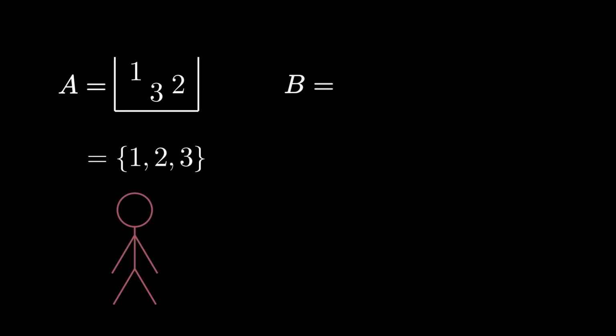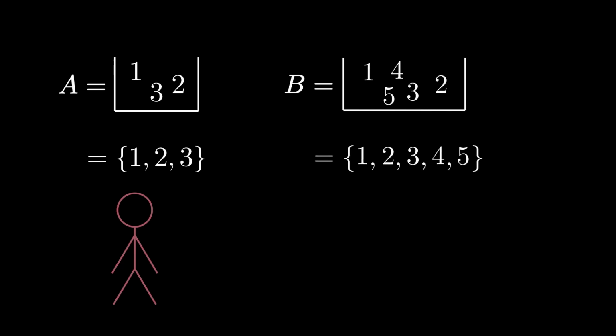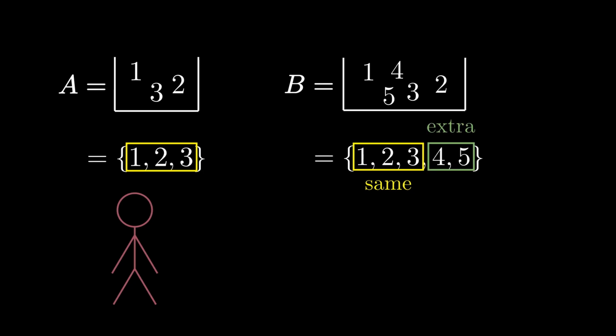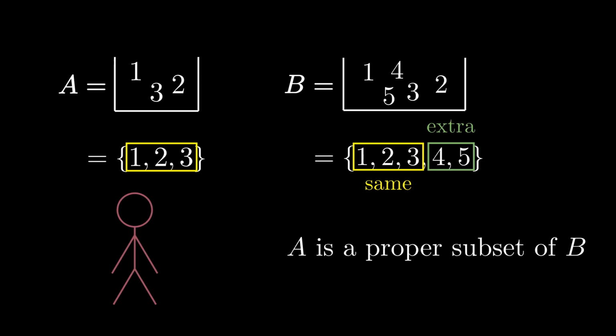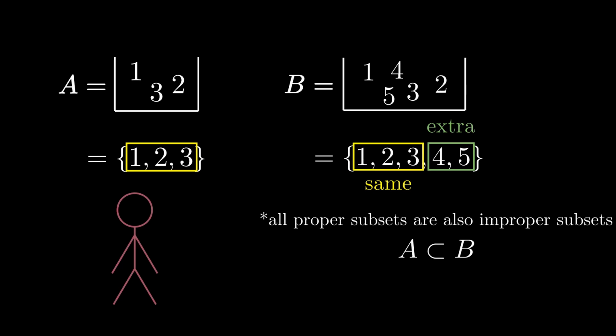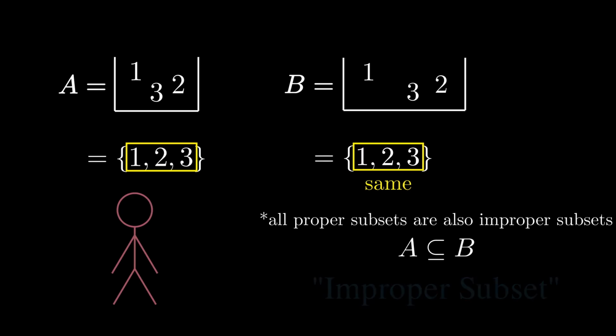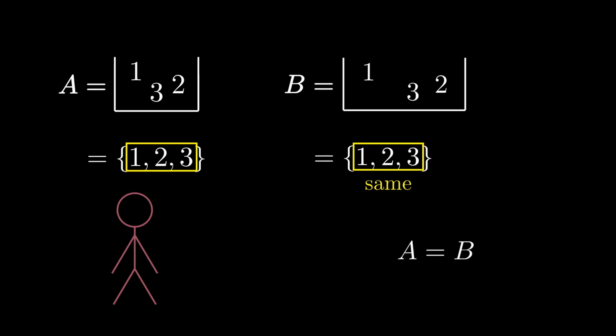Let's introduce a new set, B, which will represent the total stock of the store. It should be obvious, then, that all of the elements of A should by definition also be elements of B, with some extra elements left over. When this happens, we can call A a proper subset of B, which we would denote like this. If we were to change A or B such that they contain the exact same elements, A would then just be an improper subset of B, or even more simply, just equal.